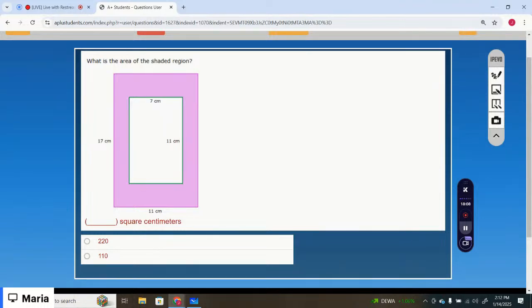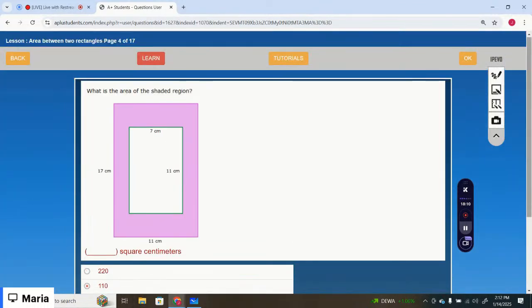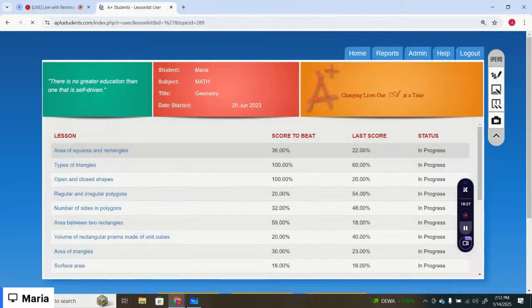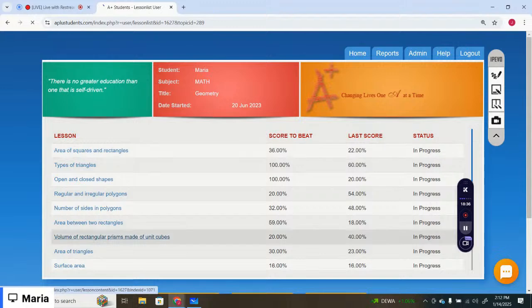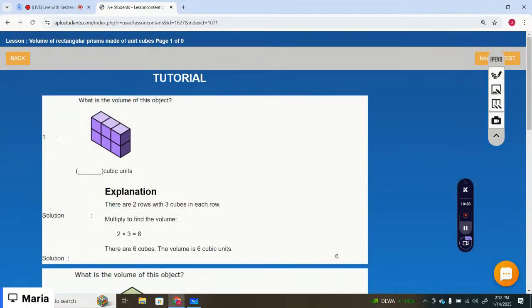Okay, you can complete the lesson by yourself later today. Let me just move on to the next lesson. The next lesson is volume of rectangular prism made of unit cubes. Let's just start with the lesson.